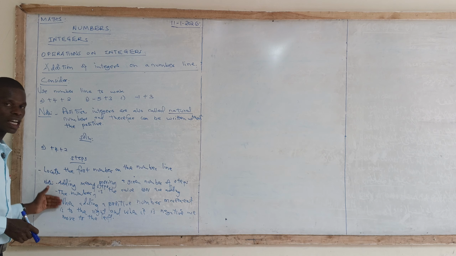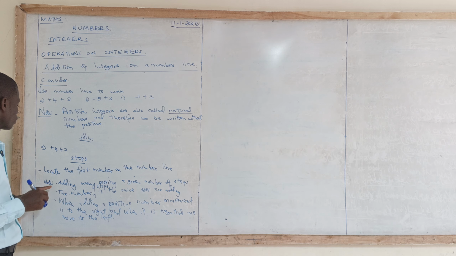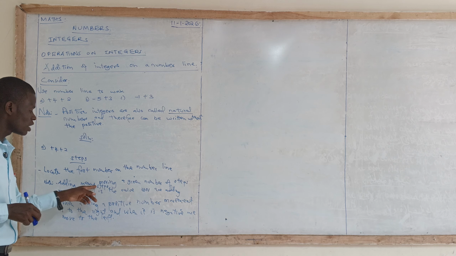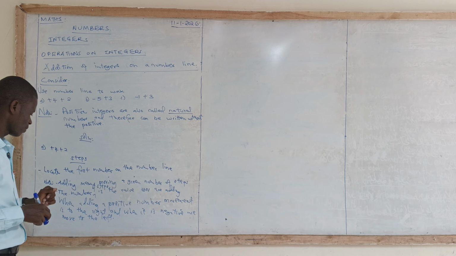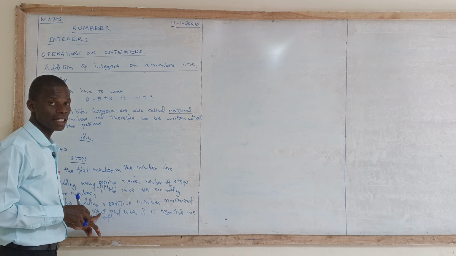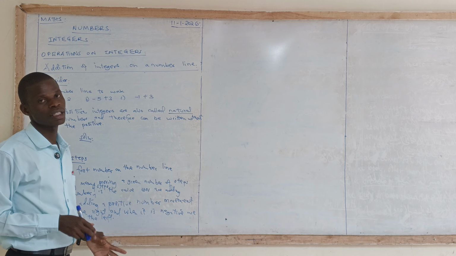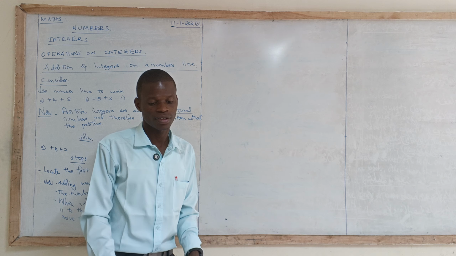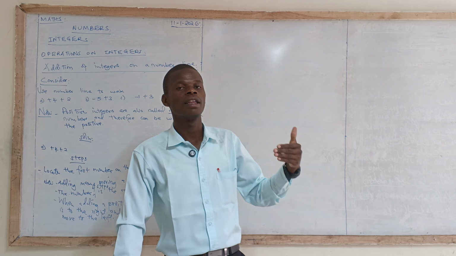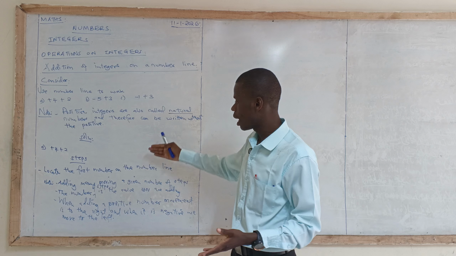So this is the procedure. Locate the first number on your number line. Procedure 1: Adding means movement of a given number of steps. The number of steps is the value you are adding. When adding a positive number, movement is to the right. And when it is negative, we move to the left. Why am I writing this? So that you don't forget, and for you to refer later, or sometimes after you are done, for your revision. I'm writing this down.